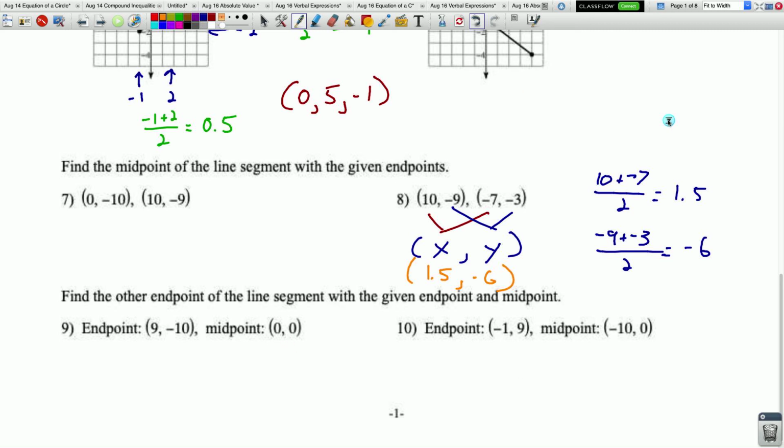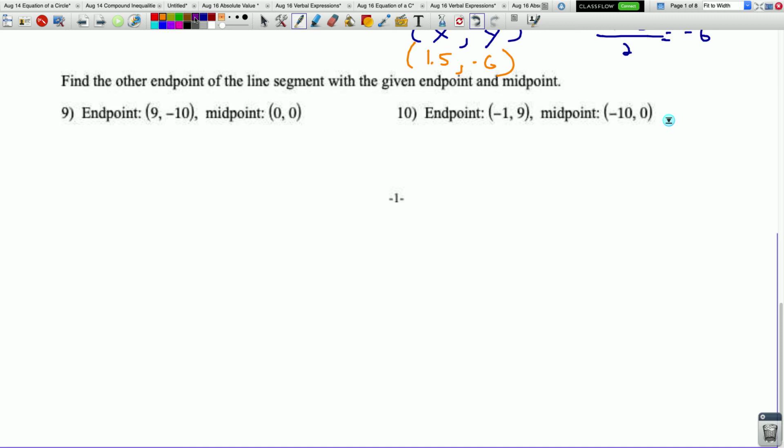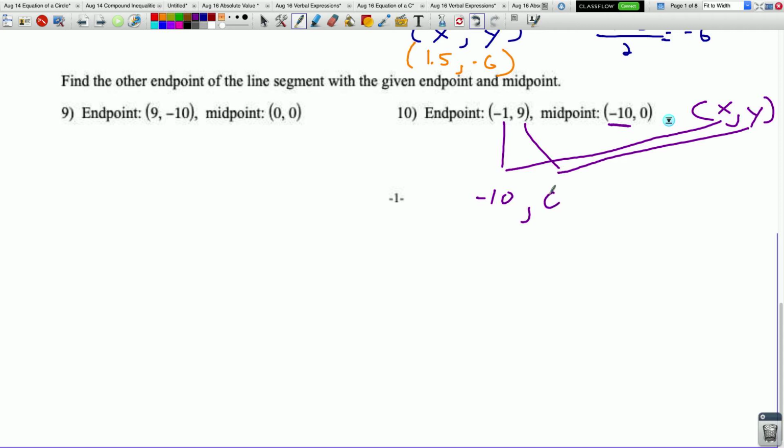All right, now how do we find the other endpoint if we're given a midpoint? I'll do problem number 10. In order to find the other endpoint, we have to realize that this number here is the average between this endpoint and the other unknown endpoint's x value. So 1 and this unknown x are going to average to become a -10. 9 and this unknown y are going to average to become 0. So we'll just solve that algebraically. Negative 1 plus x over 2 equals negative 10.